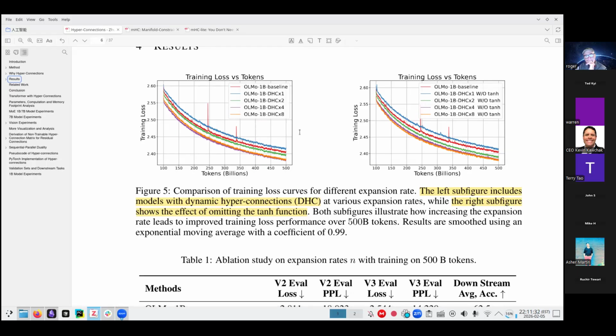So that actually makes me think about what the width of the residual stream actually is that makes performance better, instead of the mixed connection patterns.